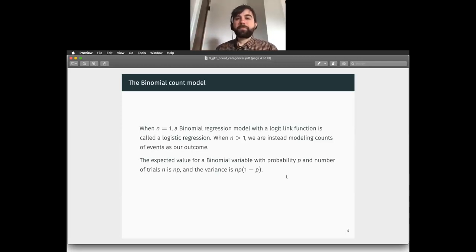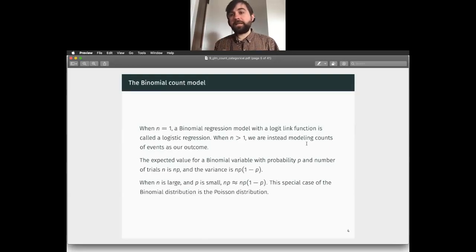But we have another special case of the binomial. The Bernoulli is one special case of the binomial when n is 1, but today we're going to focus on another special case. The expected value for a binomial variable with probability p and number of trials n is np, and the variance is np times 1 minus p. Now, what happens when n is very large and p is very small? If we have a lot of trials and a p that's very small, so the event is rare, then np and np times 1 minus p are approximately equal to each other. And this is another special binomial.